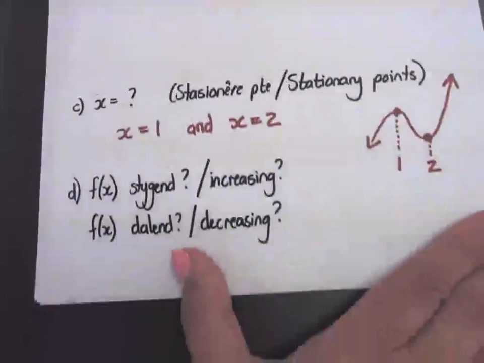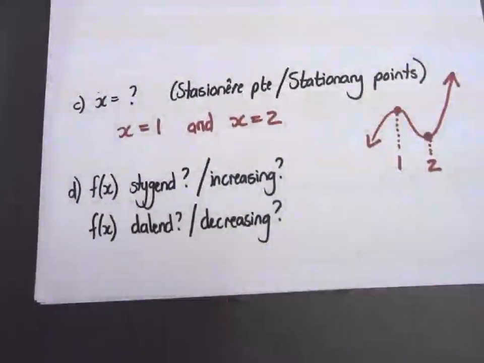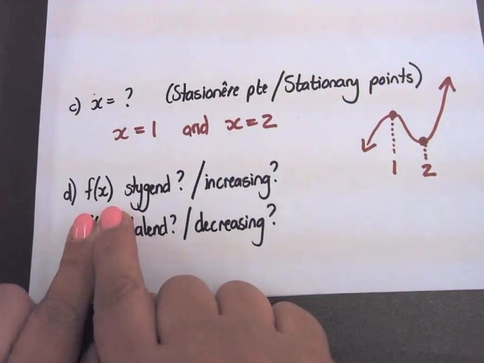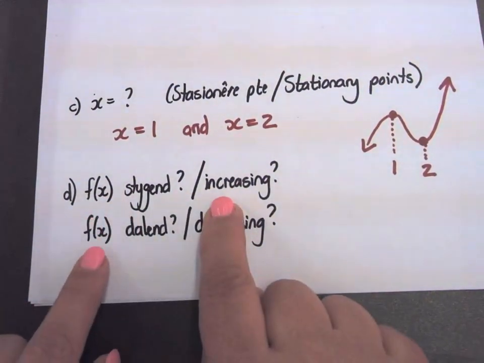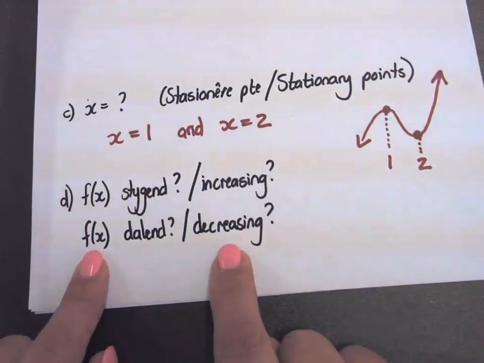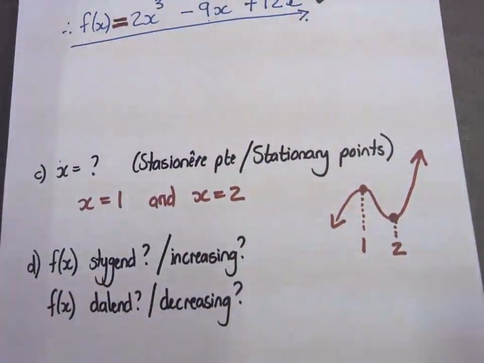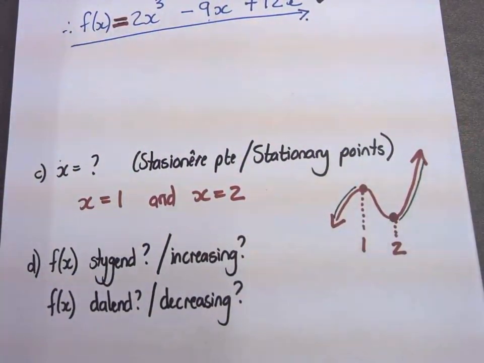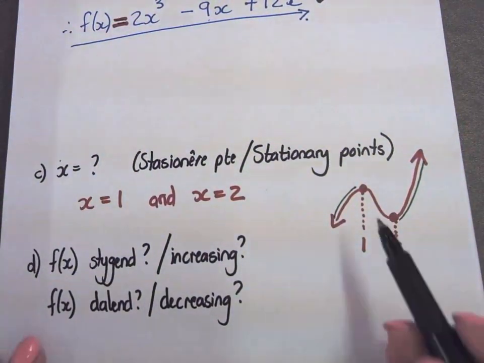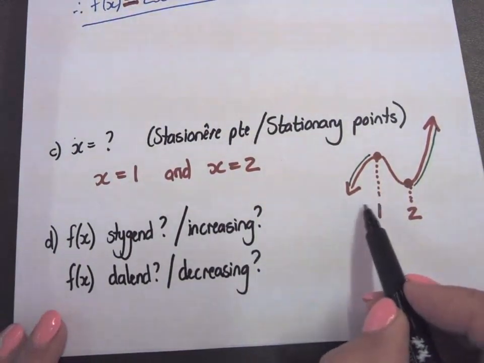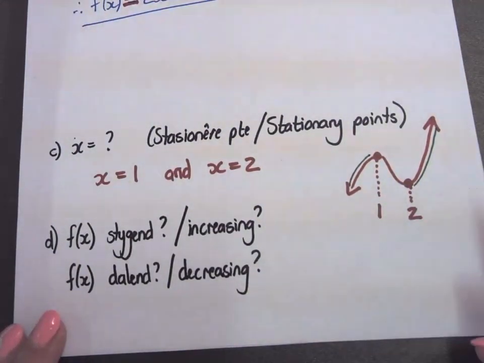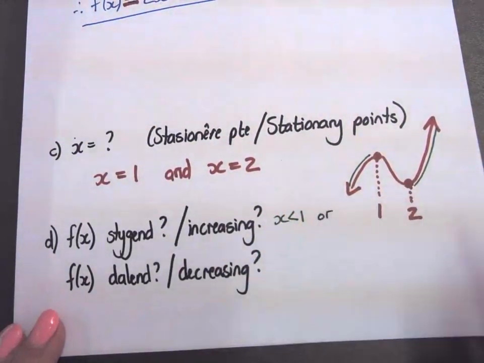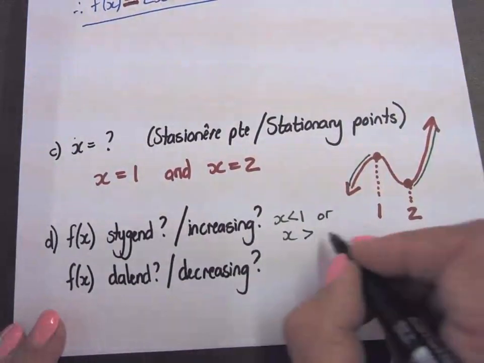Now, at number D, I want to know where is f, the cubic function, increasing and where is f decreasing. So increasing will be positive gradient. Those two. It will be smaller than 1, and larger than 2. So x is smaller than 1, or x is larger than 2.